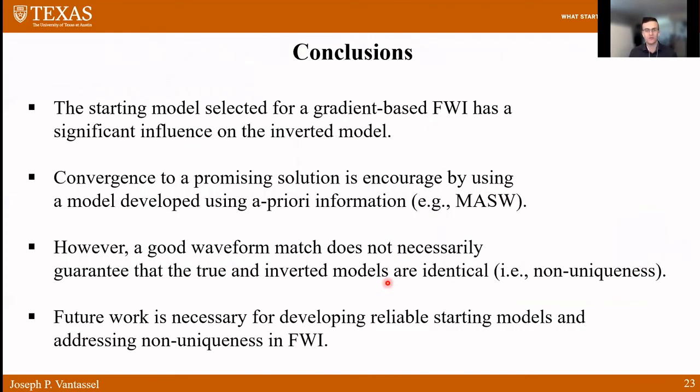And so in conclusion, really 4 things to highlight. First is the starting model has a strong impact on gradient-based full waveform inversion. Second is that you will generally do better if you use a priori information. For example, the MASW model outperformed the constant model. And third, that a good waveform match does not necessarily guarantee that the true and inverted models are identical. And this is, of course, a consequence of the non-uniqueness. And then finally, future work is necessary for developing more reliable starting models and addressing non-uniqueness rigorously in full waveform inversion.